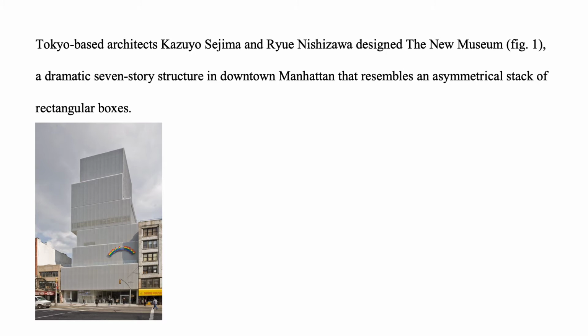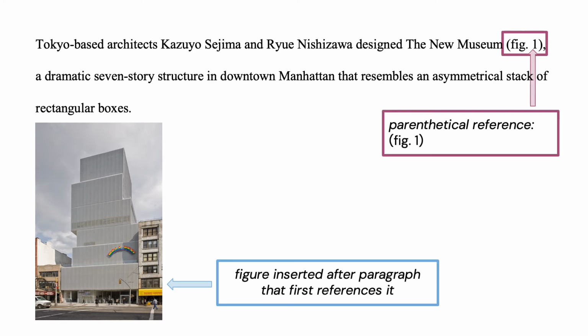Notice how the parenthetical reference signals to the reader that there is a figure that illustrates this information. The image is referred to by the name the writer assigned to it, Figure 1. The figure itself, a photograph of the new museum in this case, is inserted immediately after the end of the paragraph that first references it.